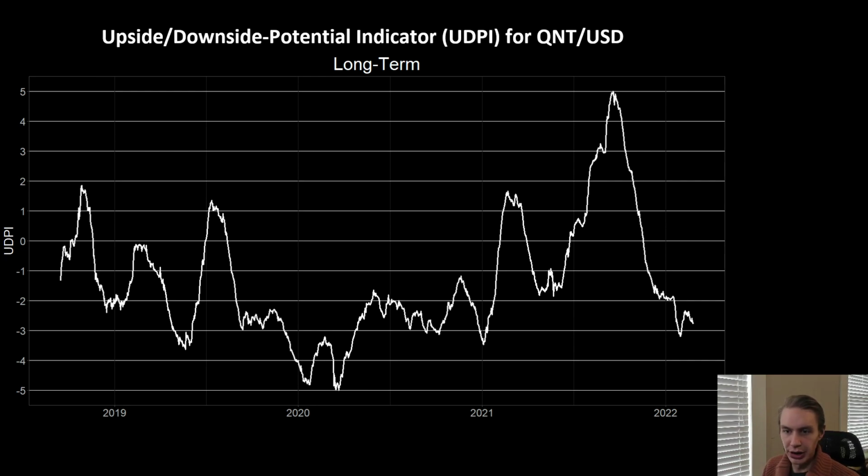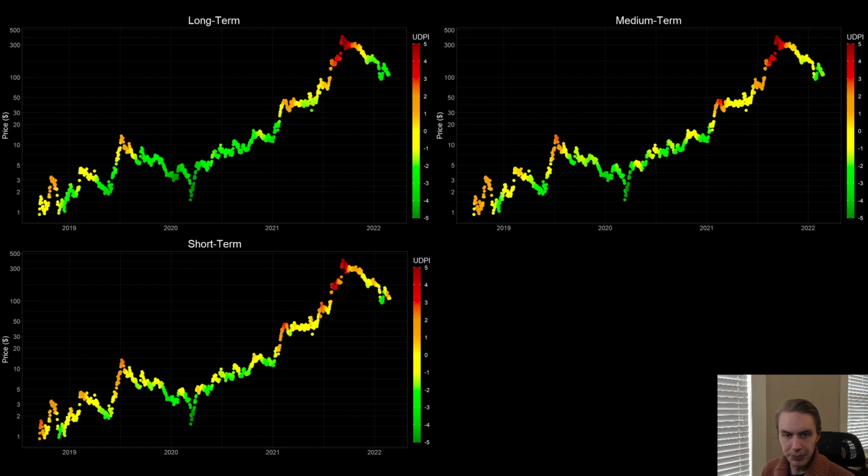So that's why my base case is not to expect QNT to go parabolic while the rest of the market is pretty bearish. If Bitcoin does start looking healthier or really bullish, or especially if the broader macro condition starts getting relief from this overall bearish sentiment that's existed, then it might be more plausible for that to happen. So let's look now at the other versions of the UDPI.